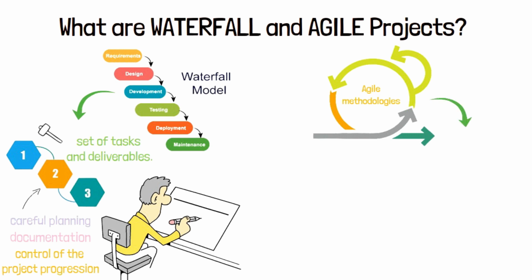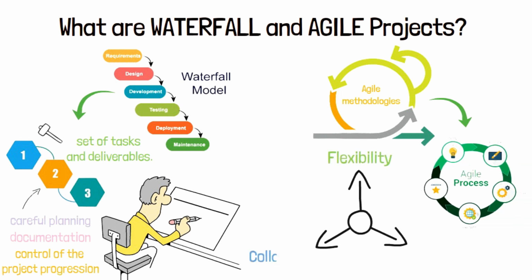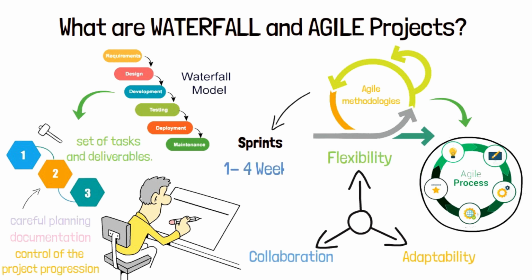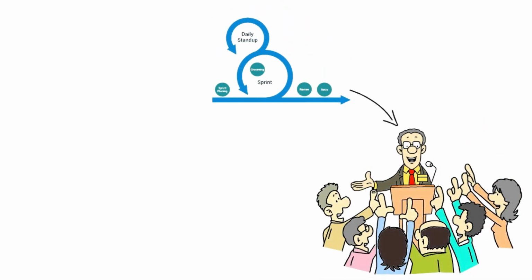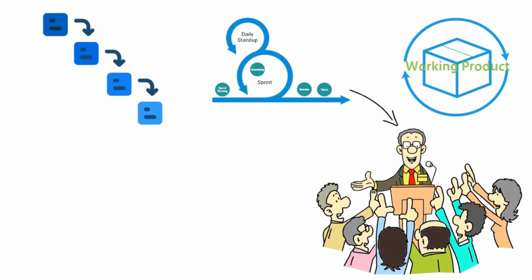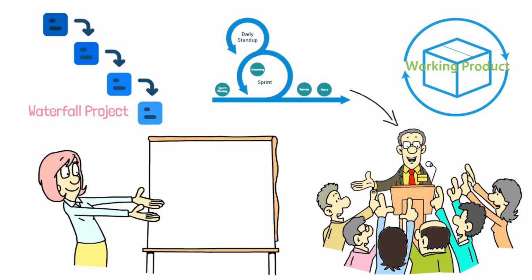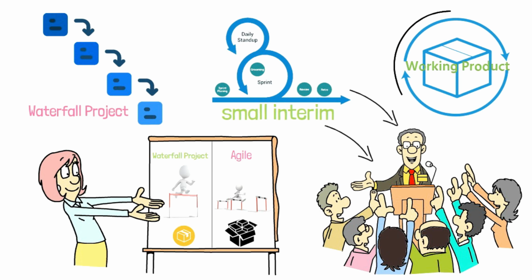Agile, on the other hand, is a modern project management methodology that focuses on flexibility, collaboration, and adaptability. Agile projects are organized into sprints, with each sprint cycle lasting for about 1 to 4 weeks. At the end of each sprint, the team delivers an updated version of a working product. So, when compared to waterfall projects where the client gets the full deliverable at the end, Agile focuses on small interim deliverables to build the final product in the end.